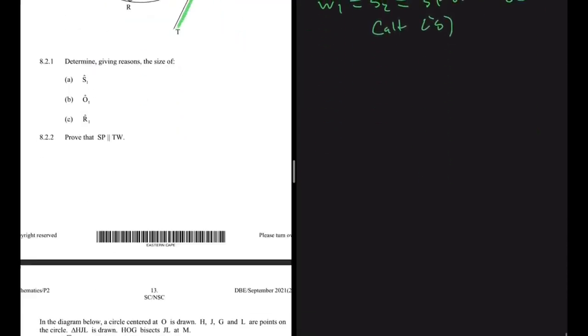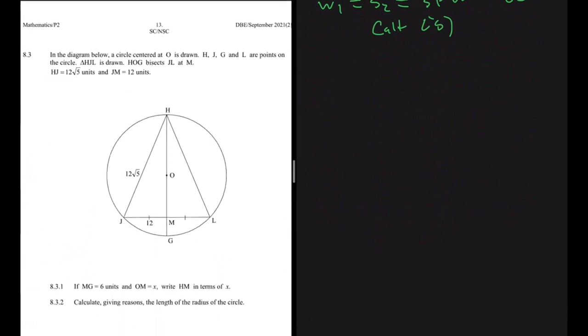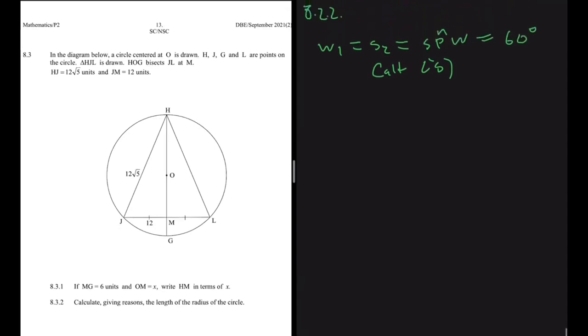And then let's move to 8.3. 8.3 says, in the diagram below, a circle centered at O is drawn. H, J, G, and L are points on the circle. Triangle HGL is drawn.